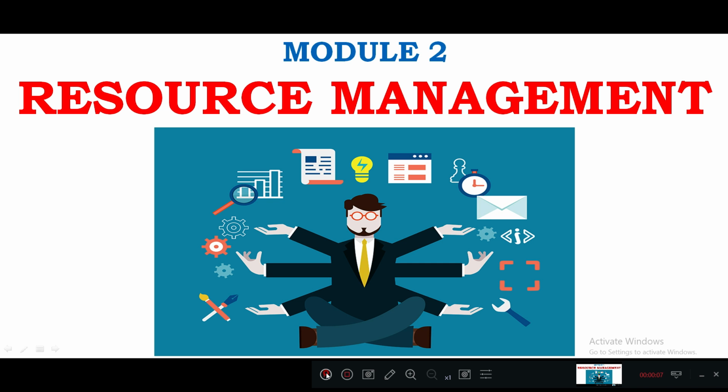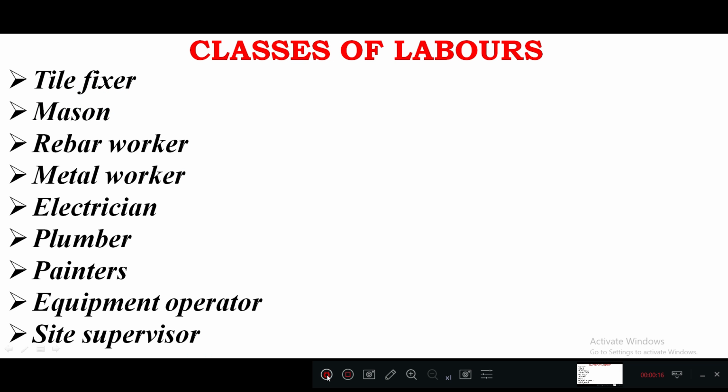So in this we'll start with the next part of module 2, that is resource management, the different class of labors. Here we'll be studying the class of labors. You can see there is a broad range of types of labors in the construction industry: mason, metal worker, tile fitter, electrician, carpenter, painter, site supervisor, store in charge, equipment operator. They will have certain knowledge about that particular work.